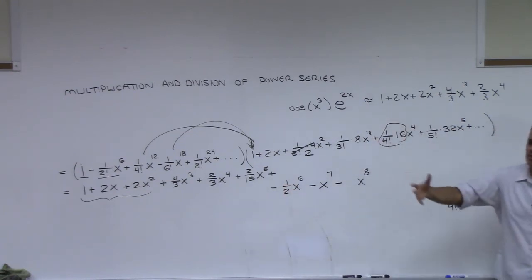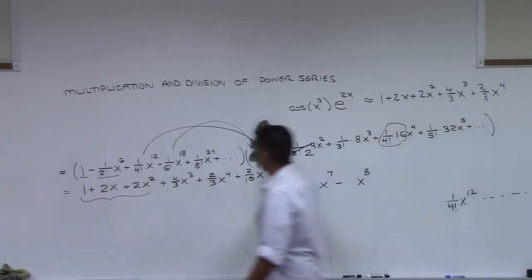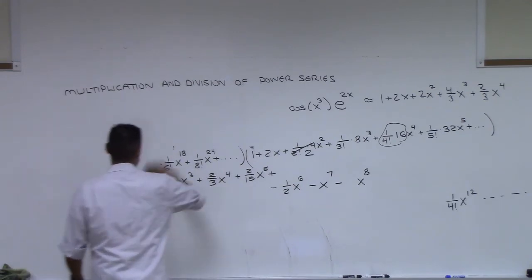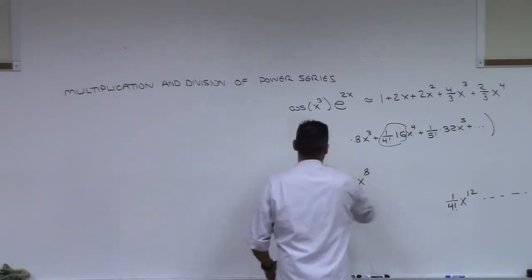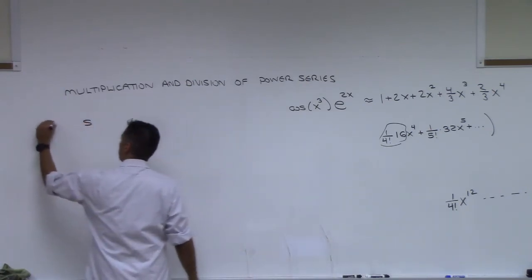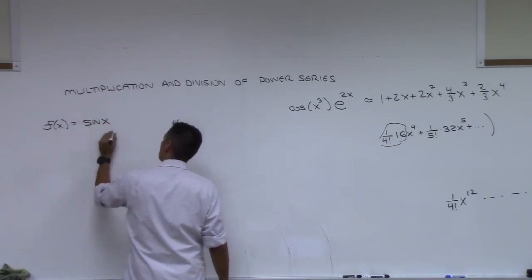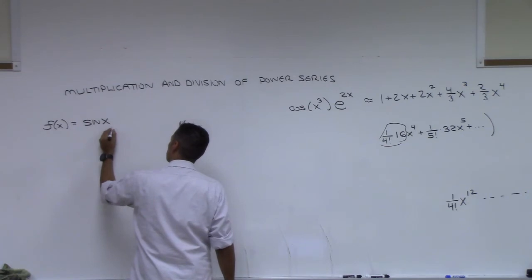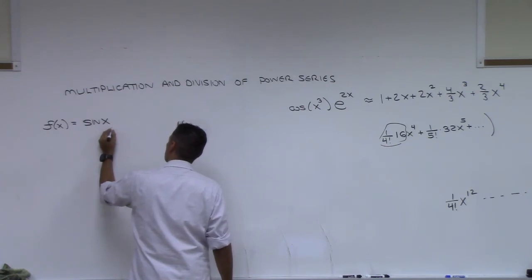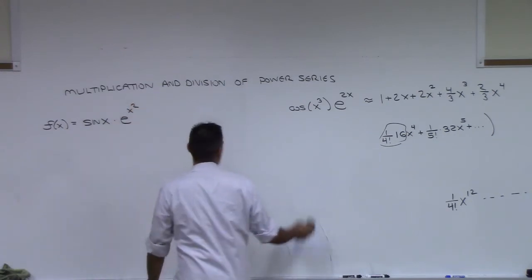So let me do another example. I think if I do another one, it'll come to light a little better. Let's try this one. How about f of x is sine x times e to the x squared. Let's just do that.